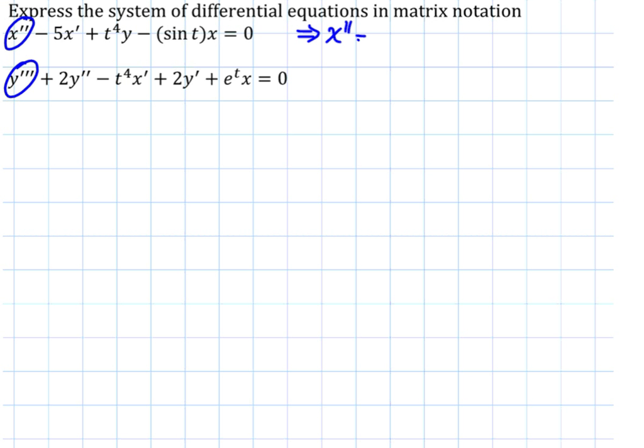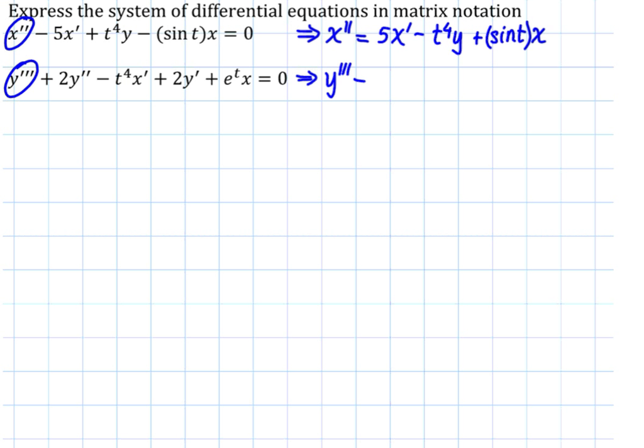we're going to have 5 times the derivative of x, minus, sorry, we move to the other side. So 5x prime minus t to the 4th y plus sine t x, right? And then we solve for y cubed.